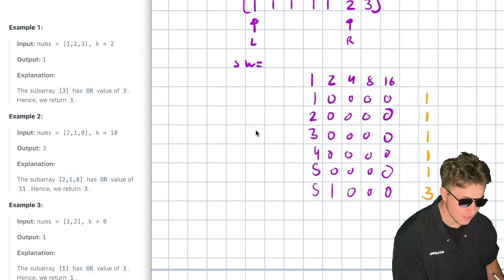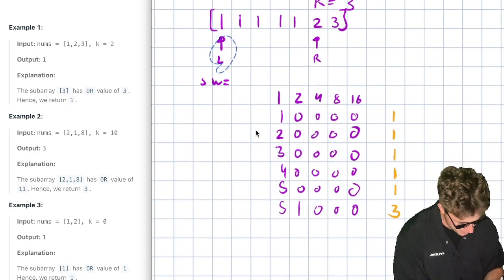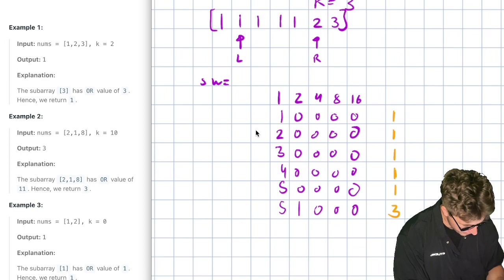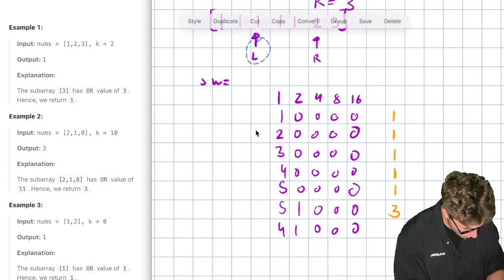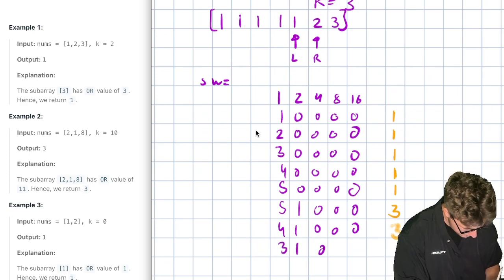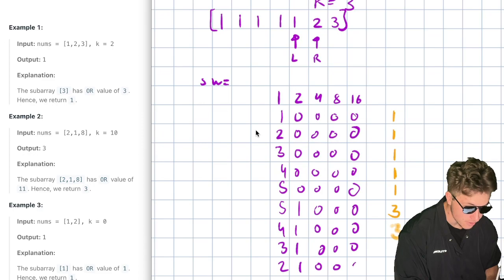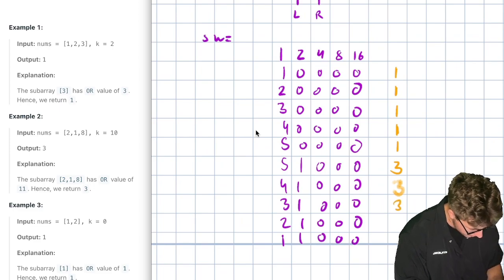And then how can we reduce this 3 value? Watch this. If we remove this L, we're basically removing a 1. And the answer is still 3. We remove this L again and again and again. We'll go all the way to here. At this point, it would still be 3. And then when we get to this point, it'd be 1, 1, 0, 0, 0. All of these would still be 3.